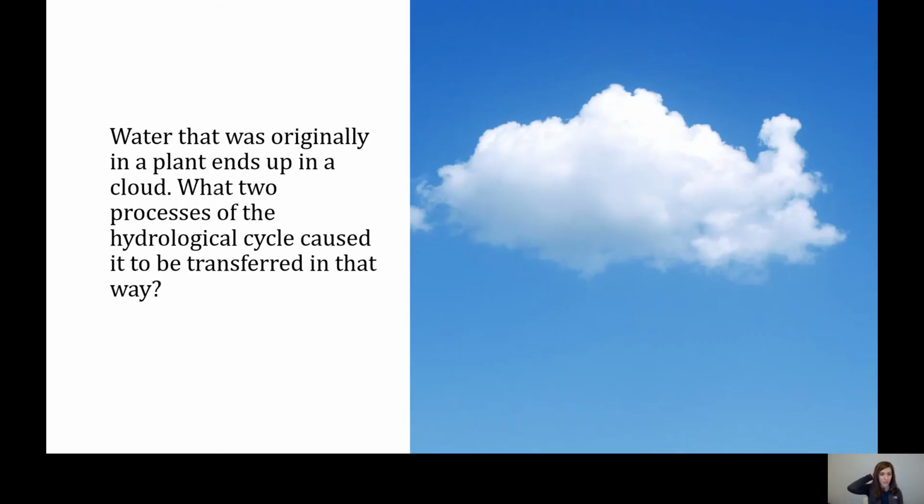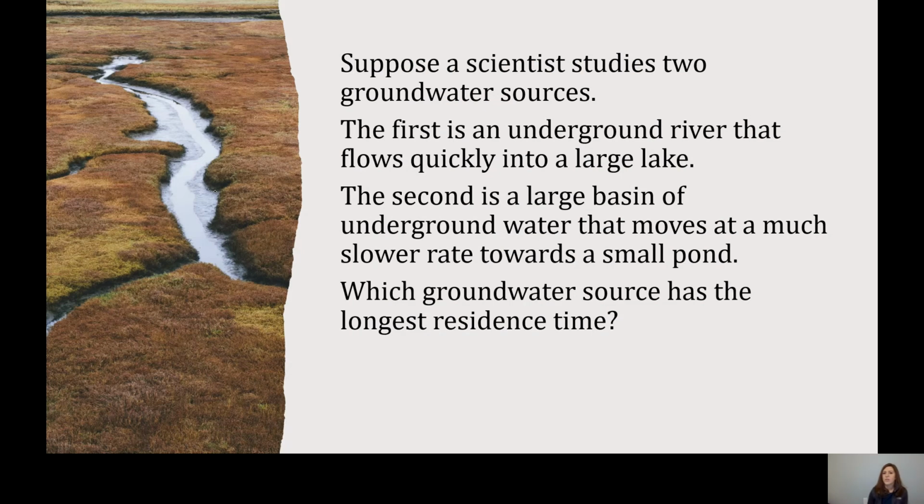Water that was originally in a plant ends up in a cloud. What two processes of the hydrologic cycle caused it to be transferred in that way? Think about it. Two different things had to occur for water from a plant to turn into a cloud. First one is transpiration, and the second one is condensation. Good job. Okay, last question.